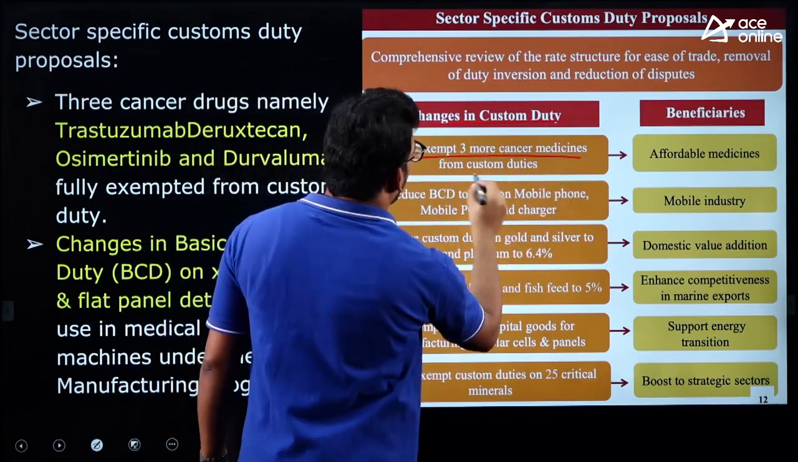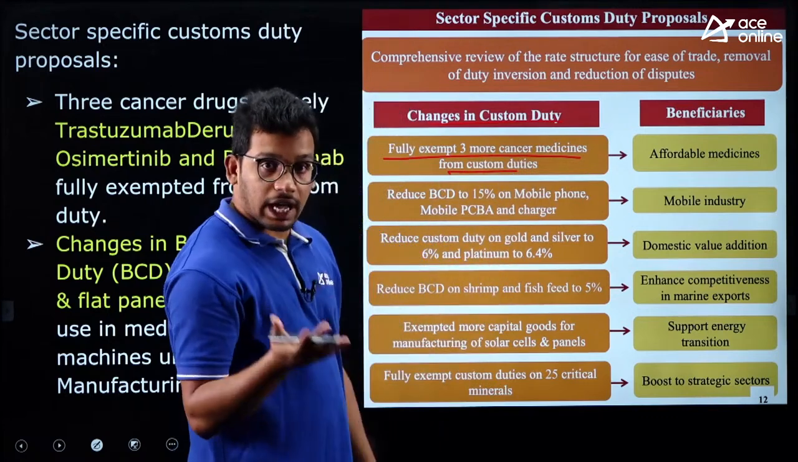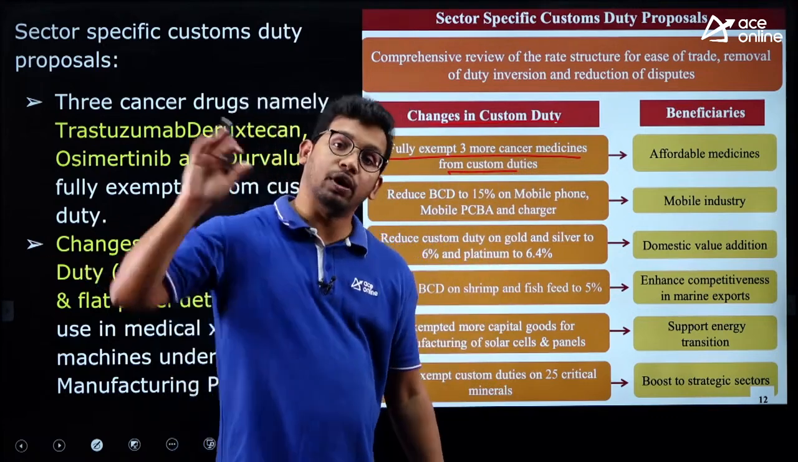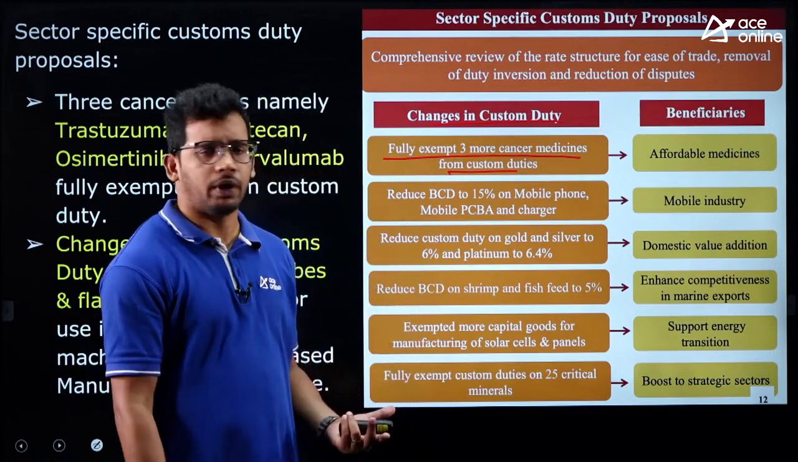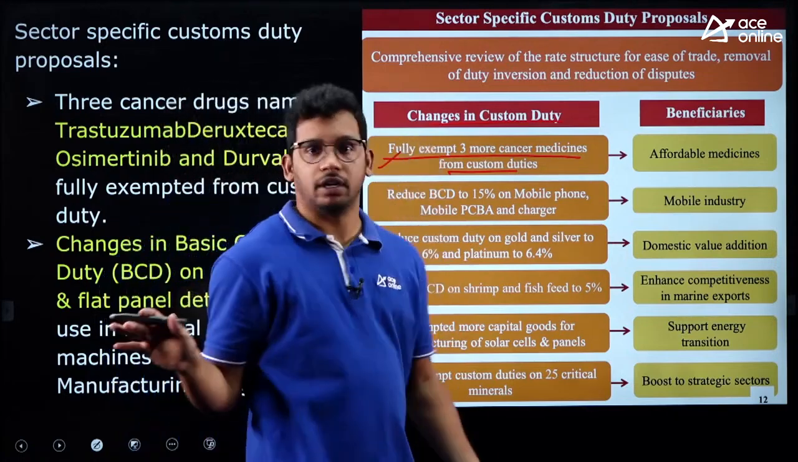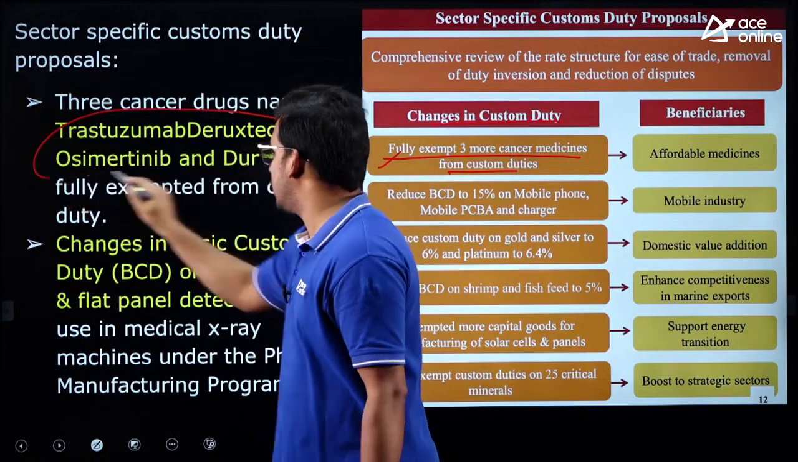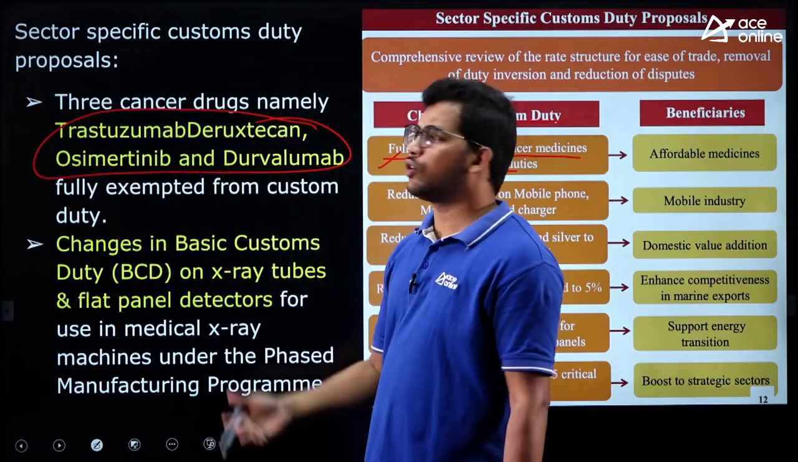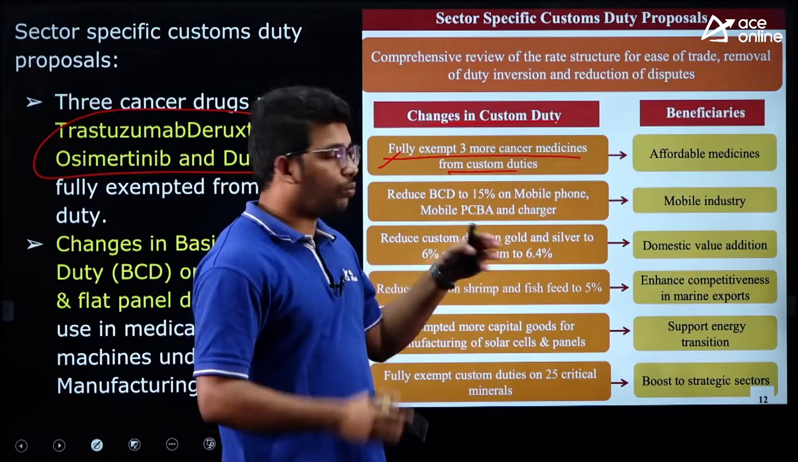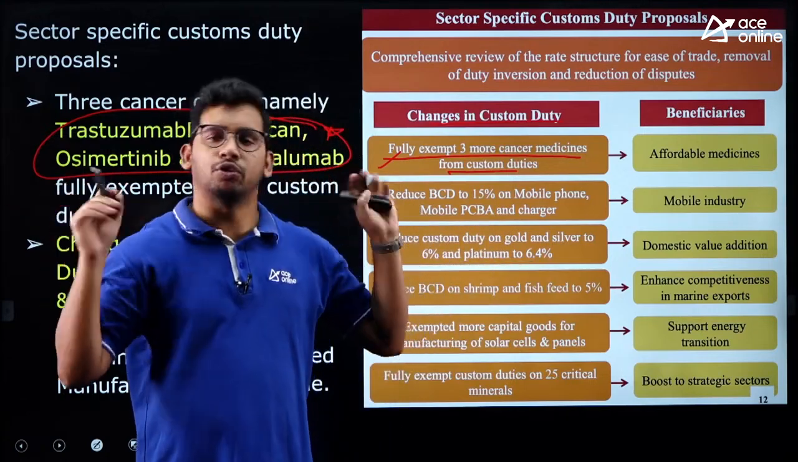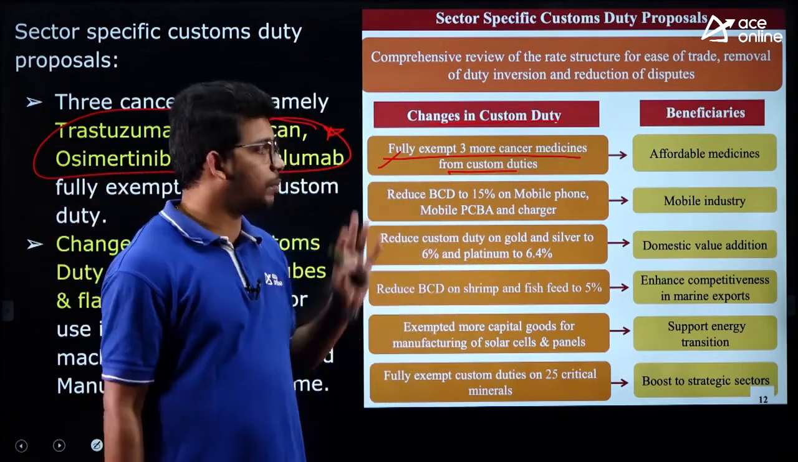Fully exempt 3 more cancer medicines. So whatever cancer medications we are importing from other countries, this is a very basic thing for health, it is very much required. So now it is fully exempted, right. Those medicine names are here, you can see it is very difficult to pronounce them. For these 3 medicines government is going to remove all the custom duty, so you import them free, that is what the government has said.